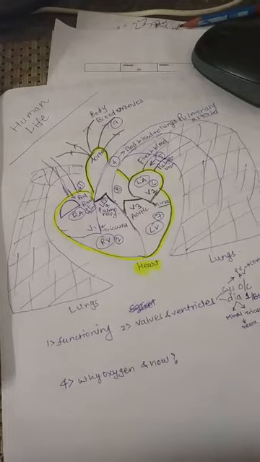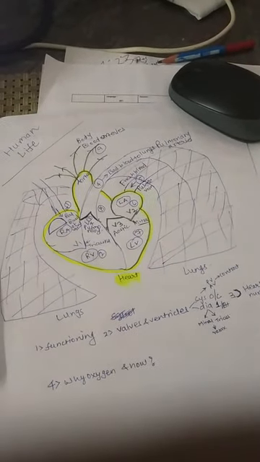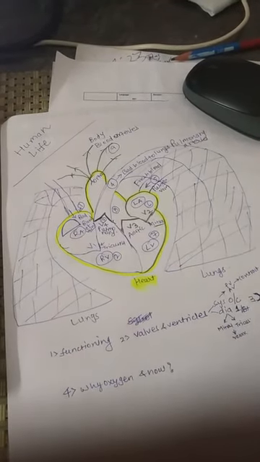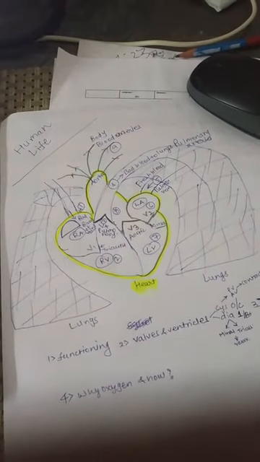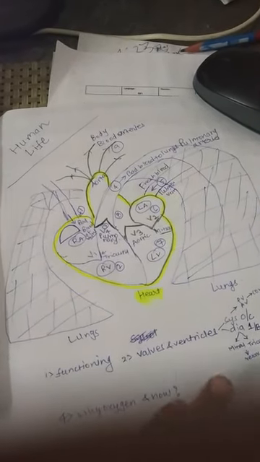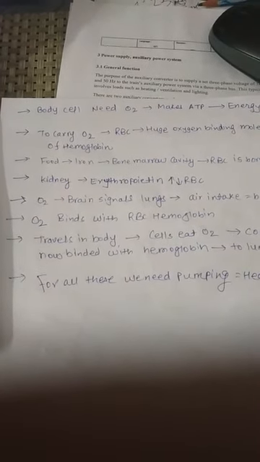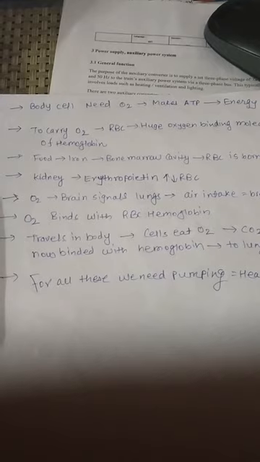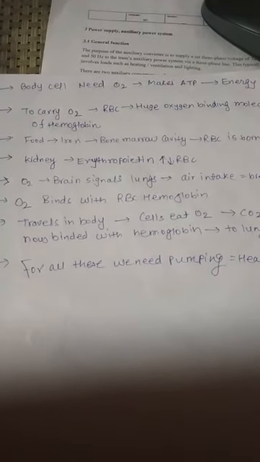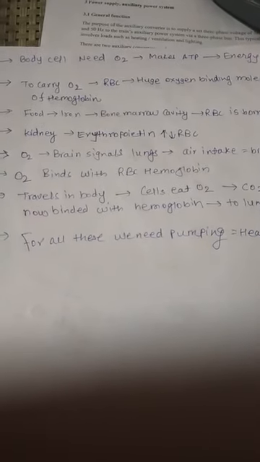Now we will talk about the oxygen and carbon dioxide balance. So I'll just flip the page. I have made a very short note. Why are all these phenomena happening? Each of our body cells needs oxygen to make ATP, adenosine triphosphate. That is nothing but energy.